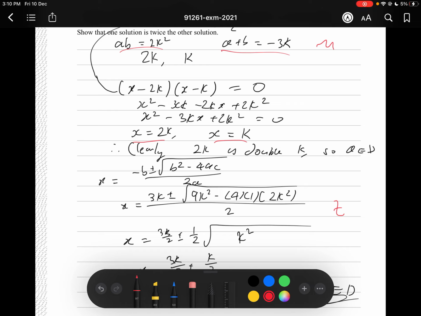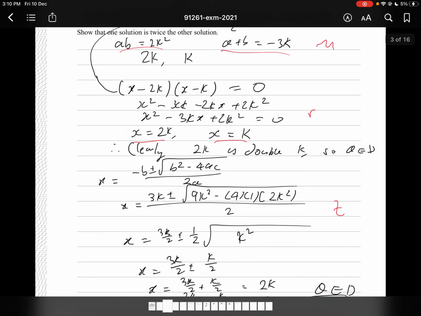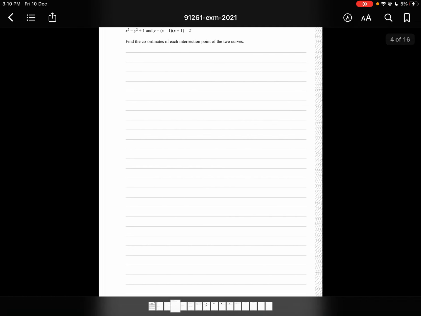And I guess any minor mistake could get you a merit. If you accidentally make a small mistake, maybe you get negative 2k and negative k as your two solutions, that could get you a merit grade instead of an excellence grade. But then again, I'm not 100% sure on that one.